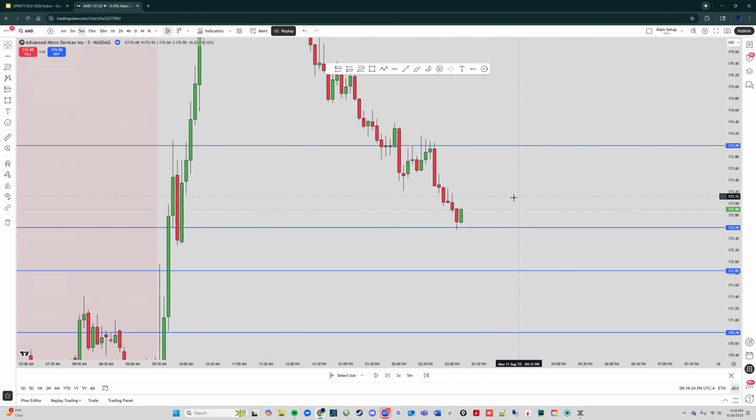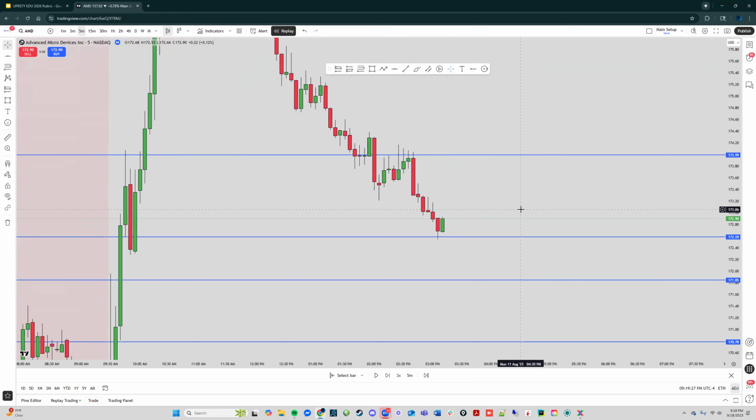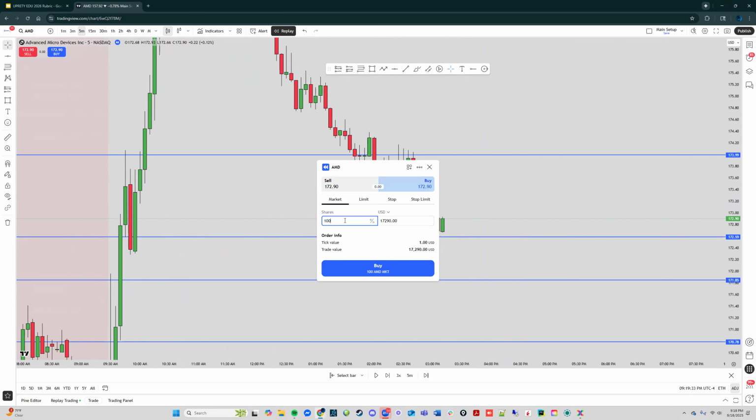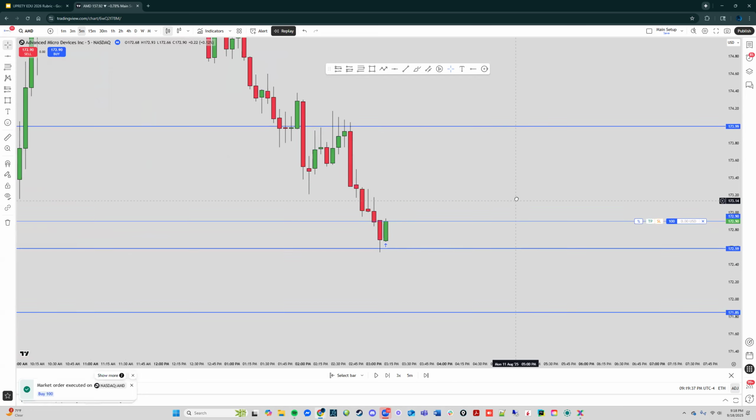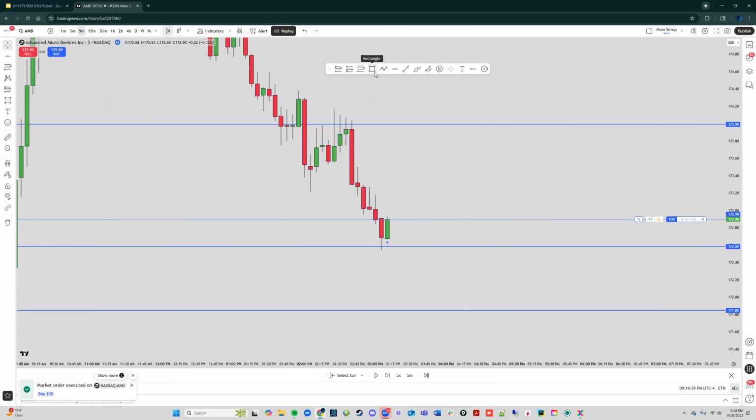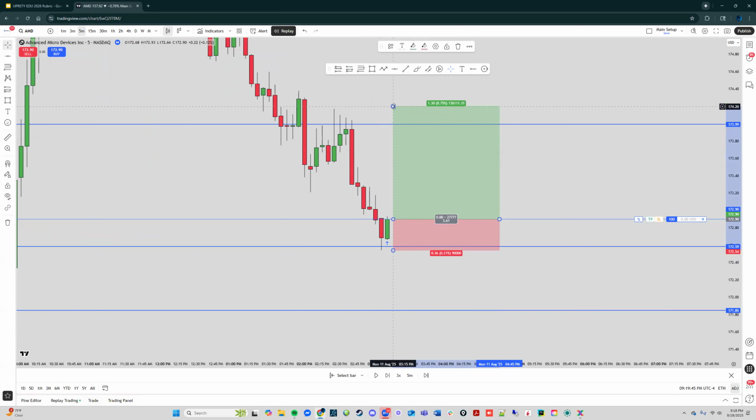Let's go long from here. Okay, you guys want to long. Let's do 100 shares. Boom. Okay, we're in this trade. Where's our stop loss going to be? Let's take a look here. We're going to enter here. My stop loss is going to be right around here. My take profit is going to be a 1 to 2 right around here.